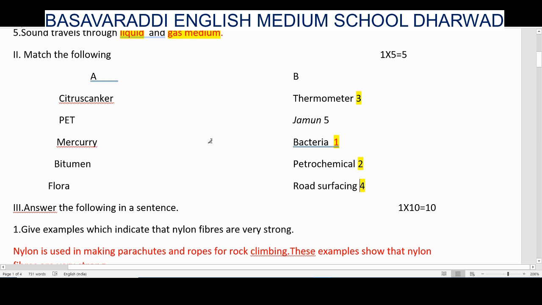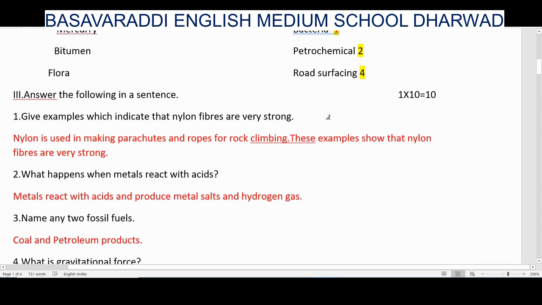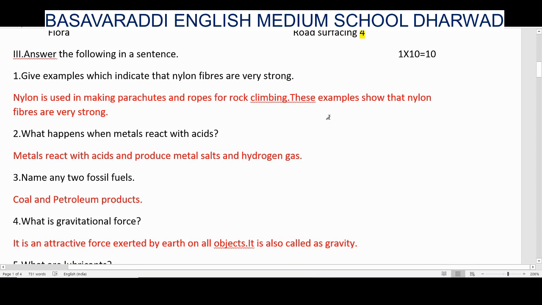Flora and fauna. Flora means the different variety of plants. Here we have jamun, which is a kind of plant found only in specific places. All right, let's move on to the question answers part. Answer the following in a sentence. That means you just have to write the answer in one sentence, or give one word.